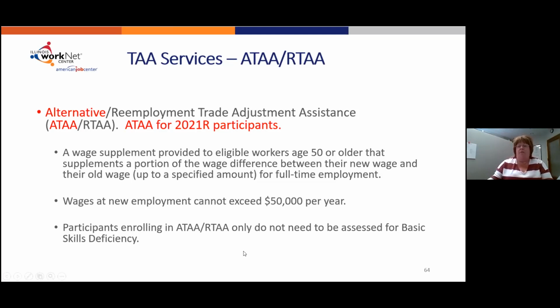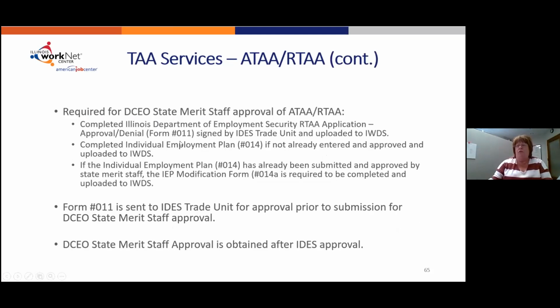Anybody enrolled in ATAA or RTAA does not need to be assessed for basic skills deficiency because they are getting reemployed. And to receive ATAA or RTAA, they must do a Form 11, which is an RTAA application that is sent to IDES for approval first. And then once you get that approval back from them, you would request merit staff approval.